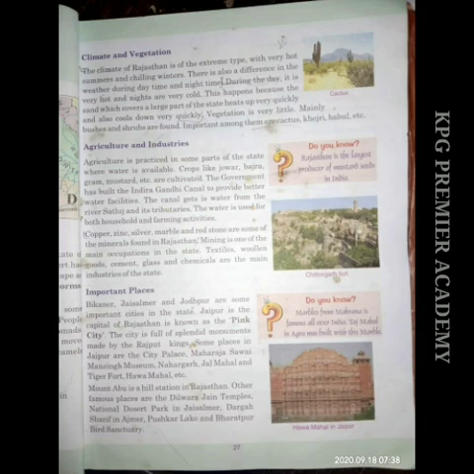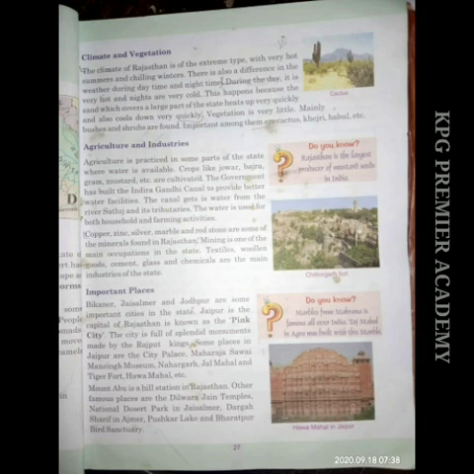The city is full of splendid monuments made by the Rajput kings. What are splendid monuments? Splendid monuments means very beautiful monuments or very beautiful mahals made by the Rajput kings. Some places in Jaipur are the City Palace, Maharaja Sawai Mansingh Museum, Nahargarh, Jal Mahal and Tiger Fort, Hawa Mahal, etc. So these are some of the monuments which are found in Jaipur.